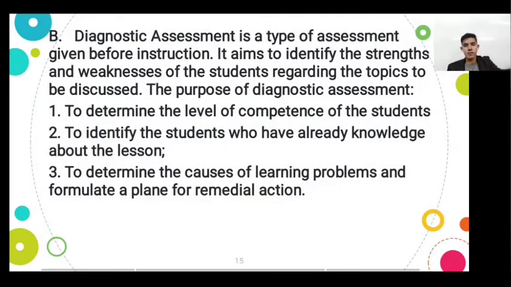Okay, to determine the causes of learning problems. Ano ba yung mga learning problems ng estudyante? Now, let's say nagbigay ka ng activity sa bata. You give -2 plus 4. Ang sinagot ng bata ay -6. Okay, bakit -6 yung sinagot ng bata? -2 plus 4 kasi, negative tapos 6, 2 plus 4, tapos copying signs.